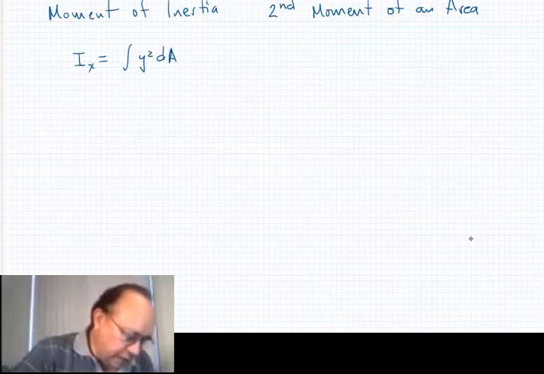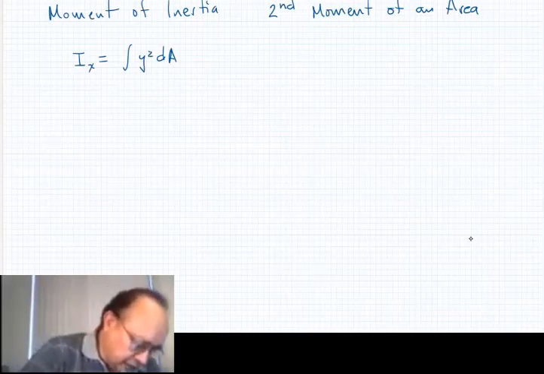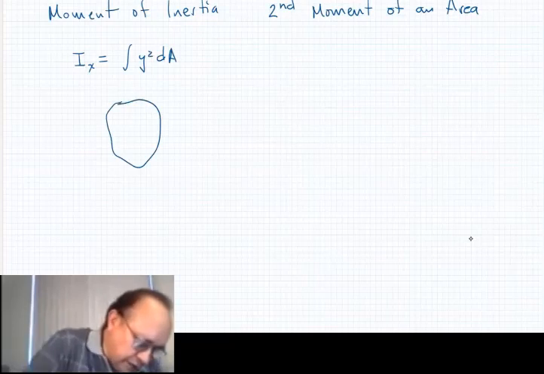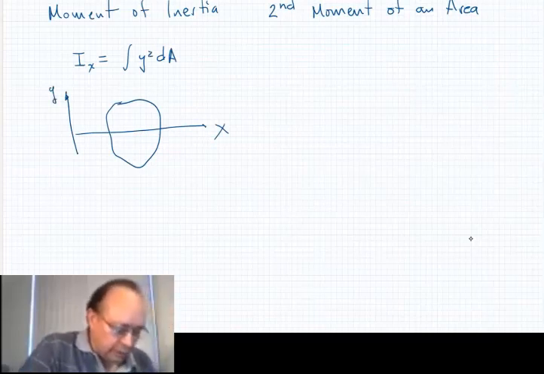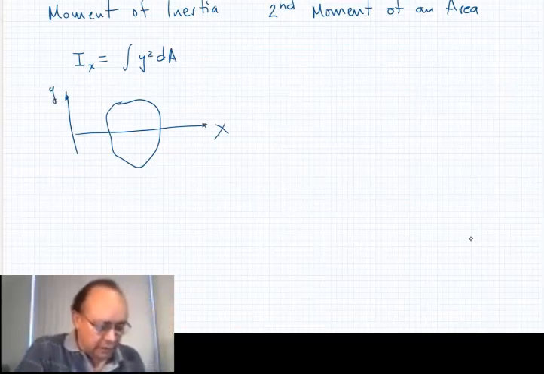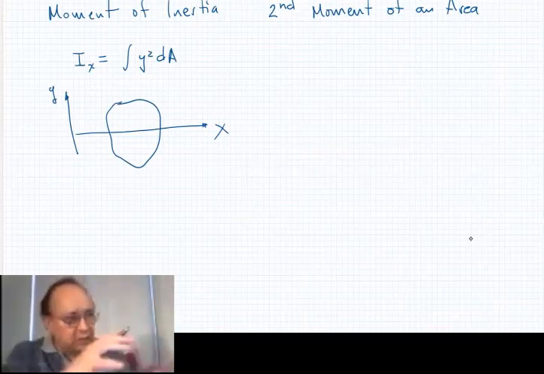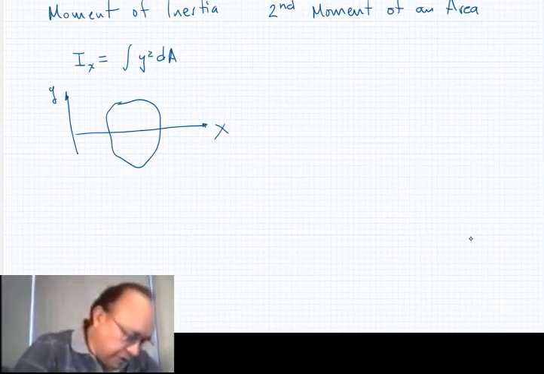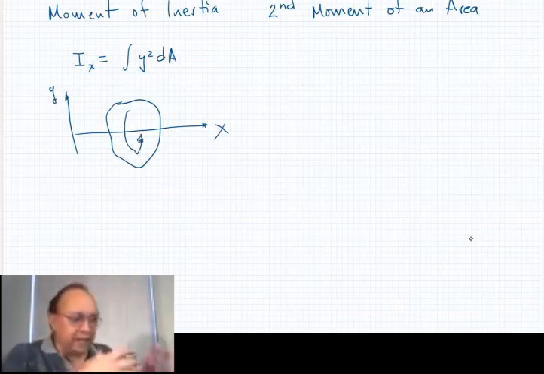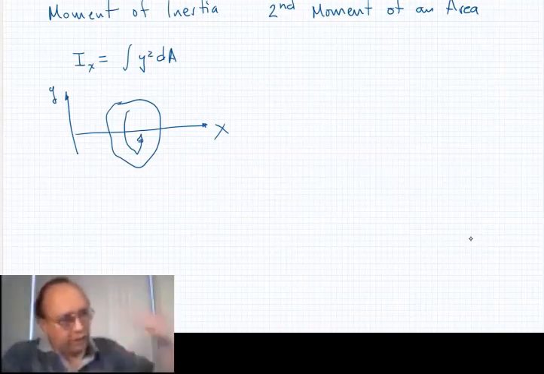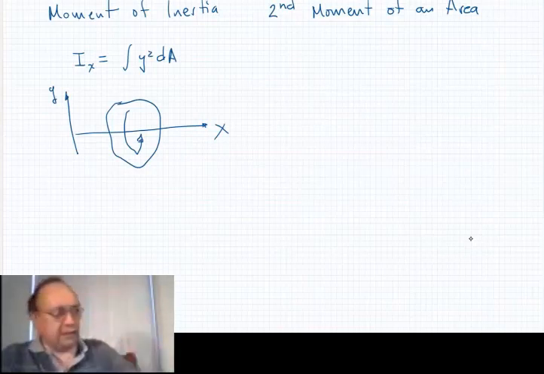What is the concept behind this? Let's do something like a figure like this, and this is the axis x, and this is the axis y. Imagine that you want to make this area rotate about the x-axis. This is a measurement of the inertia of this figure when you are trying to rotate this figure around that axis.